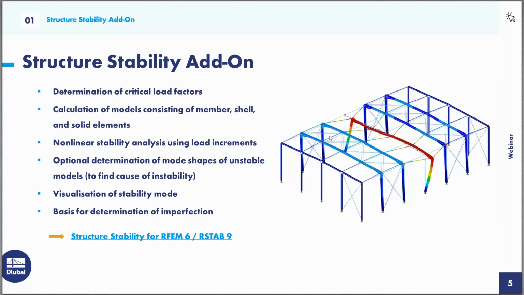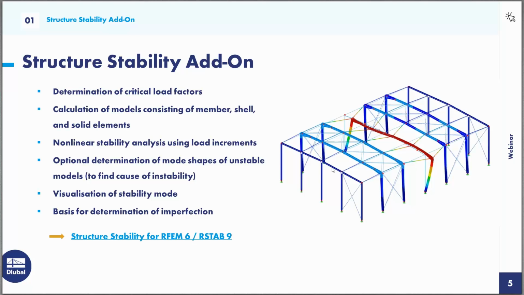Another feature of the structure stability add-on is the nonlinear stability analysis. We use incremental loading to also calculate nonlinear systems. There's also an option which helps us determine a mode shape of an unstable model so that we can find the cause of the instability. We will also look at this in the webinar today. We can also have a graphical representation of the stability mode shape and use it as a basis for the determination of the imperfections.